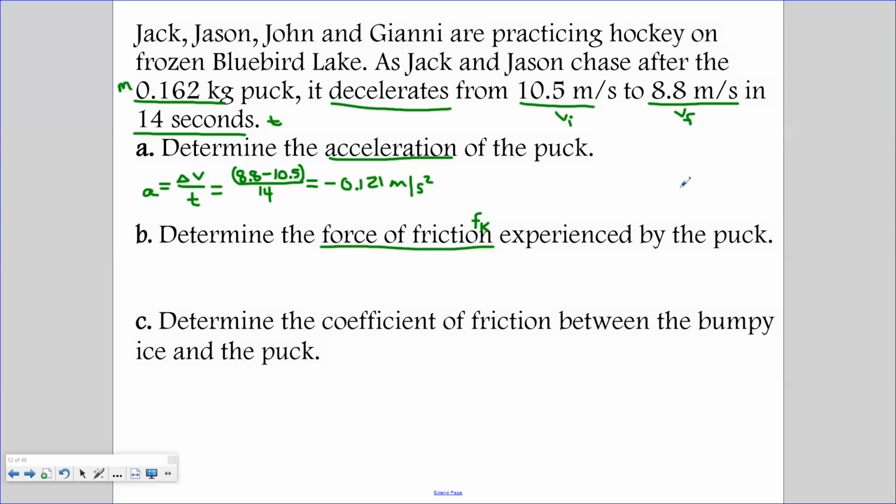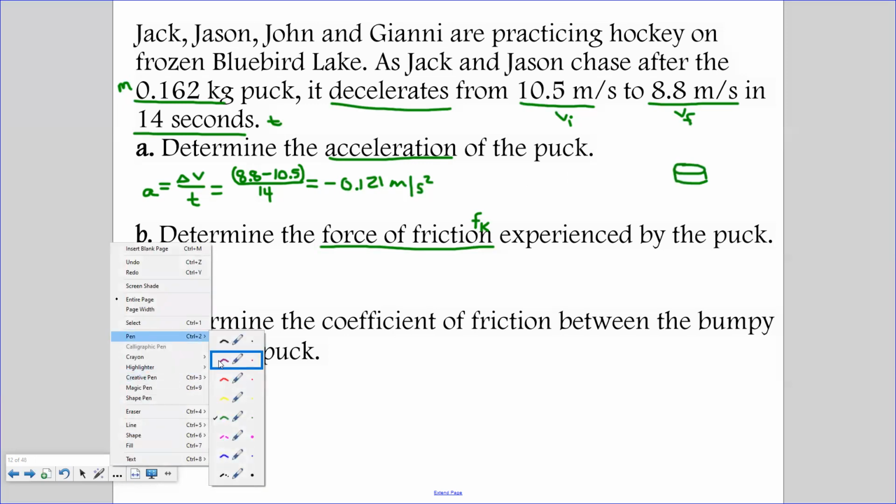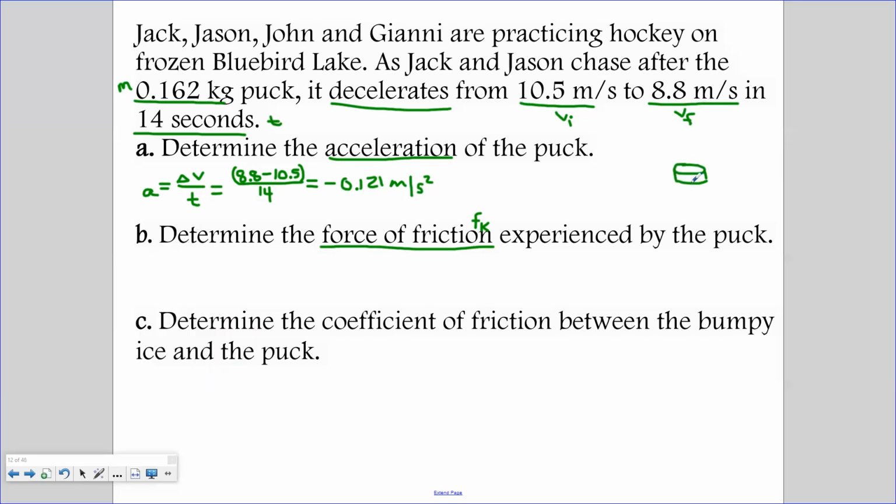So as usual, you want to draw a little free body diagram. Maybe you're feeling artistic today and you can draw a hockey puck. That's about as far as my artistic ability goes. So there's my puck. I'm sure yours is much better than mine. We know we've got weight acting down on the object, mass times gravity. We know we've got normal force acting up on the object. We'll call that Fn this time.